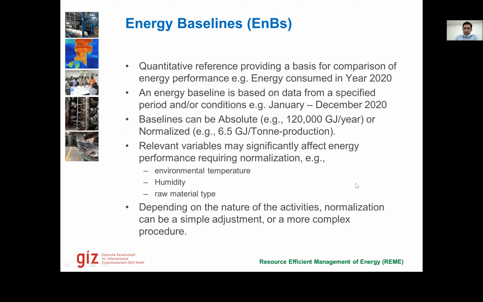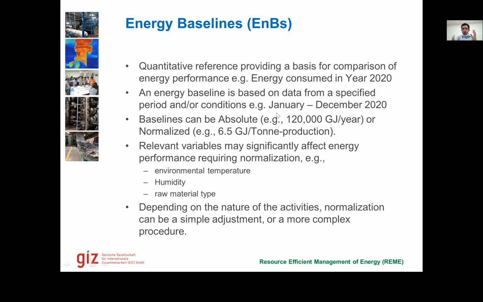Then we talk about the baseline. So baseline is the current state. How much energy was consumed in year 2020, for example, or how much energy is being consumed against a ton of production or a kilogram of production. So these need to be based on data which has a specified period and specified conditions. For example, we could say that this baseline is from January to December 2020, or we could say that this is the baseline for the summer season and this is the baseline for the year 2020 winter season.